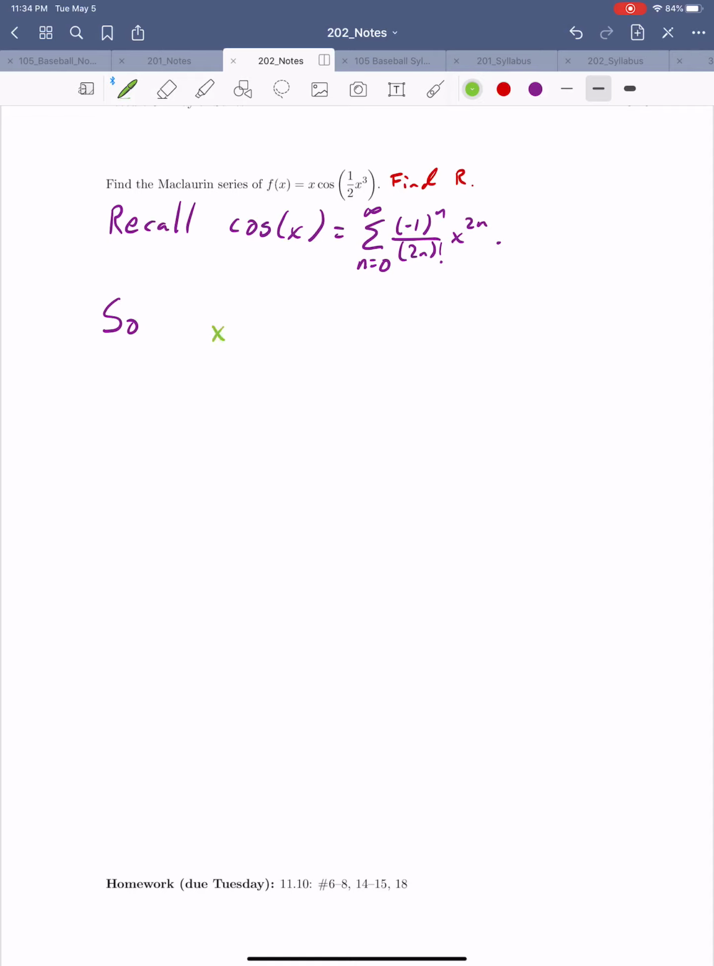I'll say x times the quantity cosine of (1/2 x)^3 is going to equal x times our summation from 0 to infinity of (-1)^n over (2n)! times the quantity (1/2 x)^3, to the 2n, right? Those are the substitutions we're making in green and red.